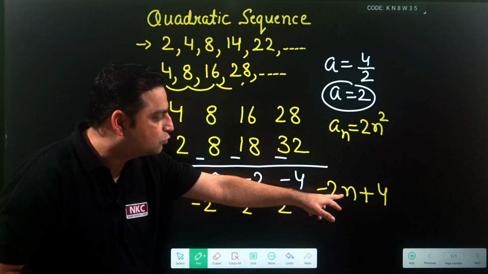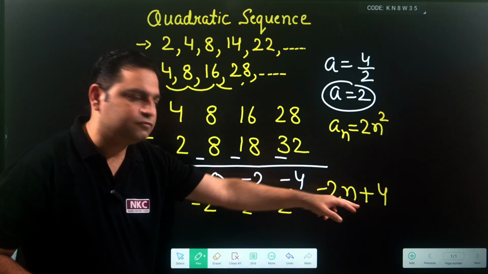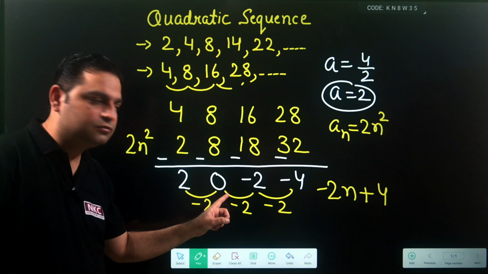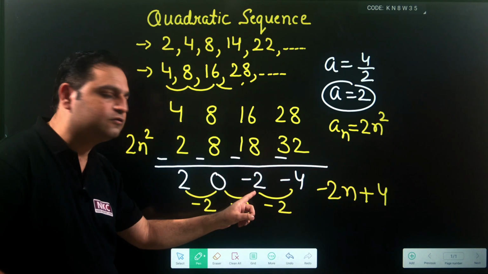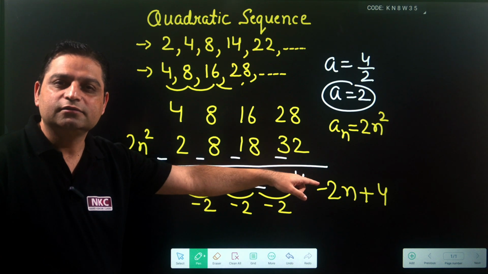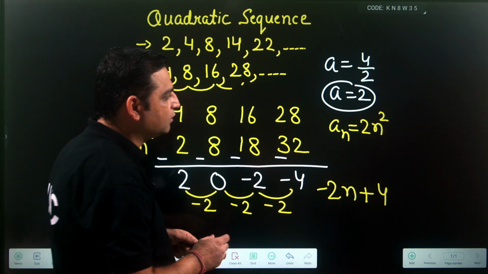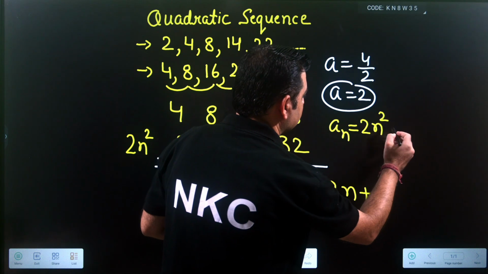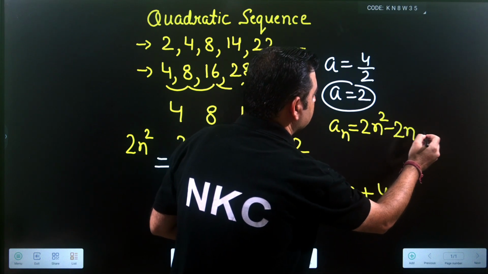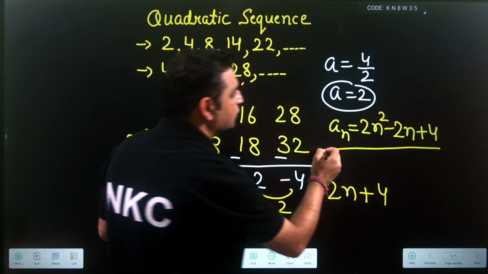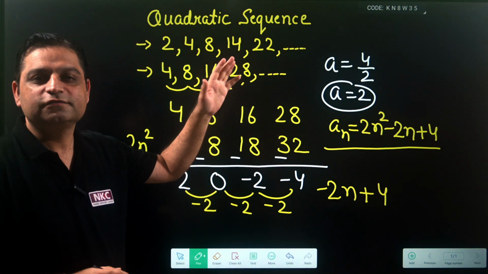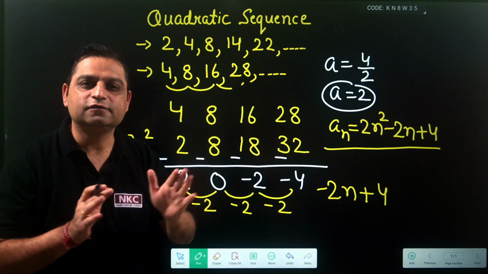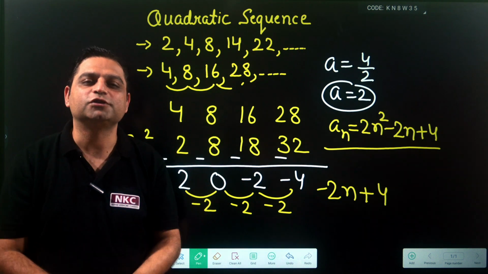When you put n as 2, minus 4 plus 4, 0. You are getting the second term 0. If you put n as 3, minus 6 plus 4, you are getting minus 2 also. It is satisfying here. This minus 2n plus 4 should come here. Minus 2n plus 4. This is the nth term of the second sequence. I hope you are clear with the concept. Thank you so much for watching the video.